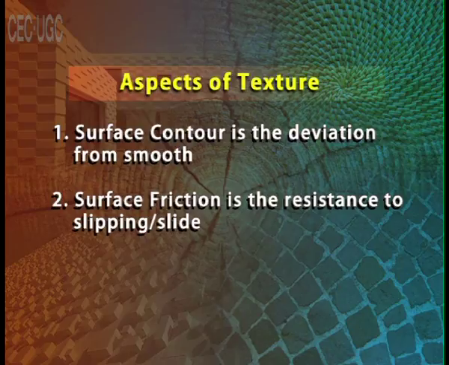What are the aspects of texture? One, surface contour is the deviation from smooth. The greater the deviation, the more visually textured. The more textured a surface is, the larger the object appears, as it is perceived as a tiny pattern. Now, coarse texture enlarges more than a fine one and can hide seams. Surface friction is the resistance of slipping or slide. Wet looking, scratchy, clammy, sticky, rough, and breathing.